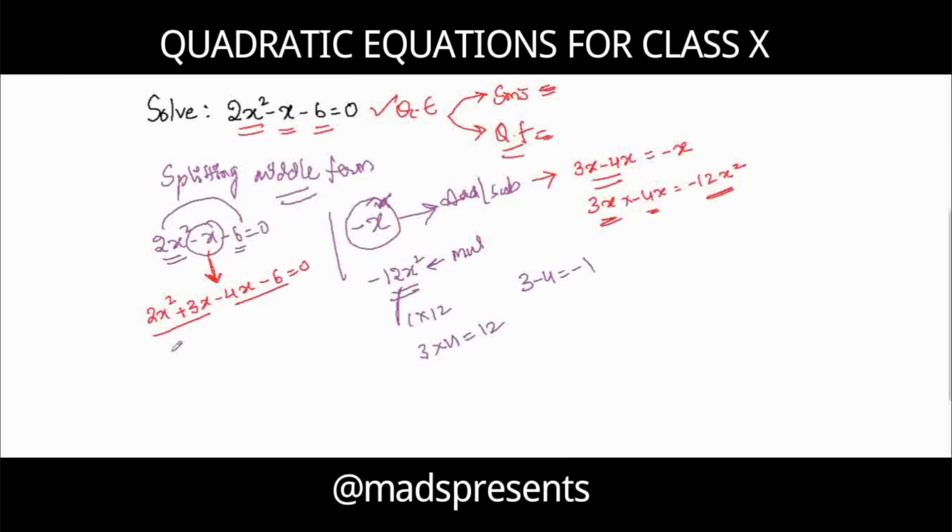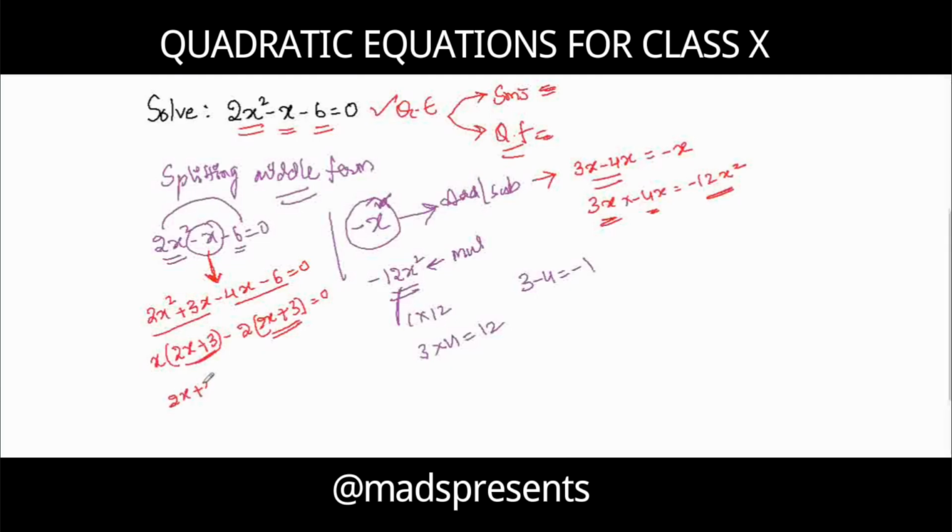What can you take common from the first two? You can take x as common. So what is left? 2x from here plus 3 here. From these two, I can take minus 2 as common. If I take minus 2 as common, it will become 2x plus 3 equal to 0. And try to remember, the bracket term will be the same every time. We take the bracket term as common.